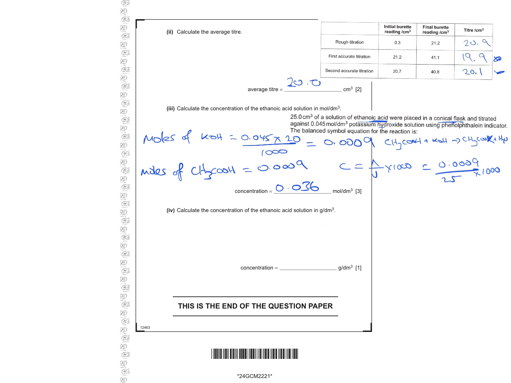So now we're using moles equals mass over RFM. Well, we have worked out the moles, and we can work out the RFM of ethanoic acid. So multiply these two together, that'll give us the mass. Now the RFM of ethanoic acid is 60. So just simply multiply that by 0.036, and that gives 2.16 grams per cubic decimetre.